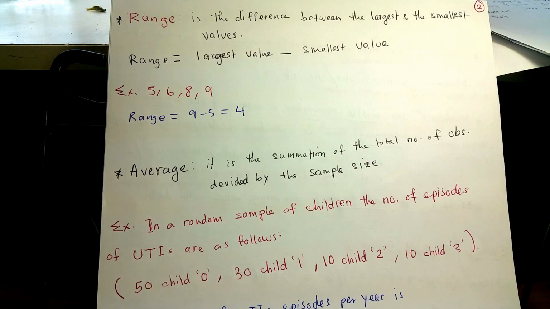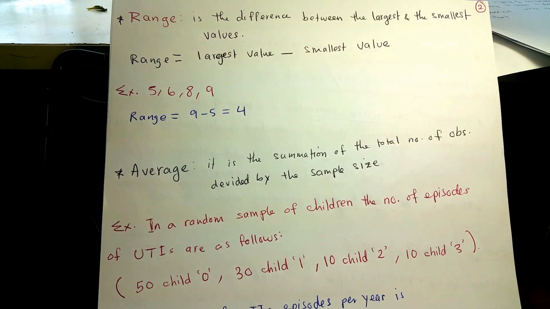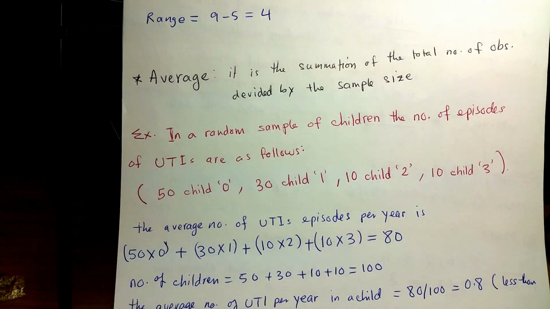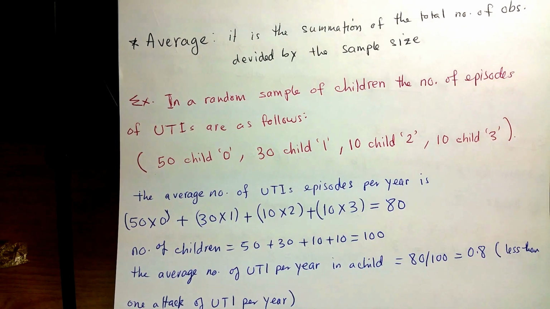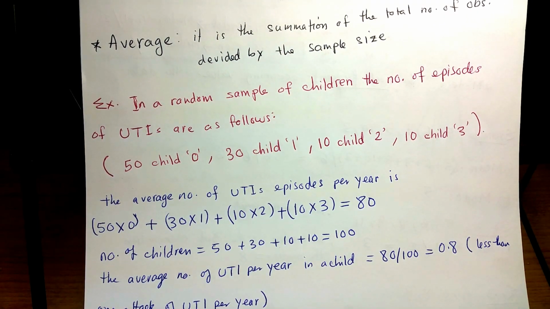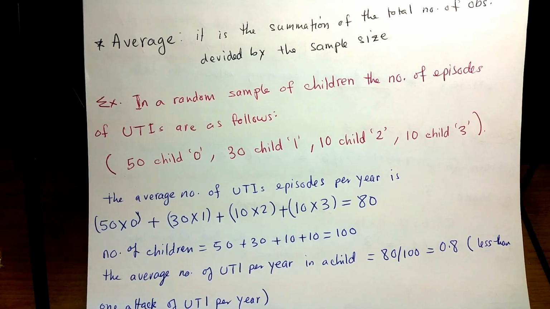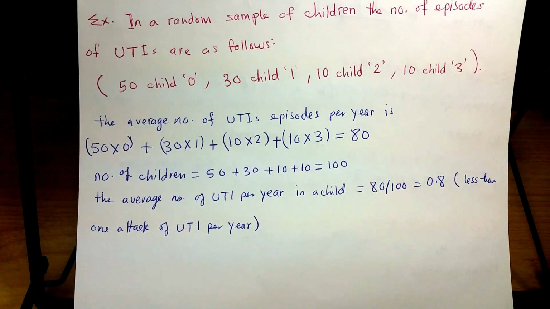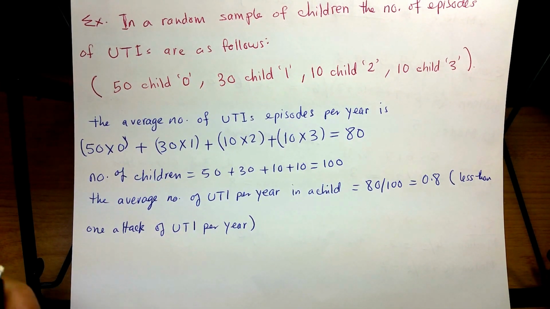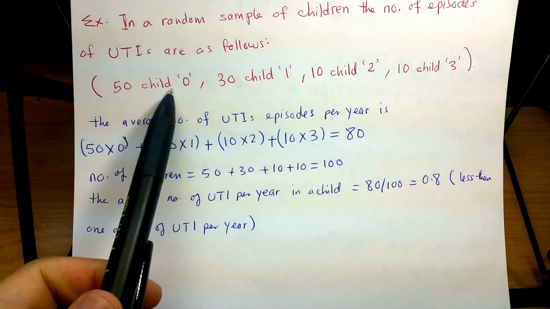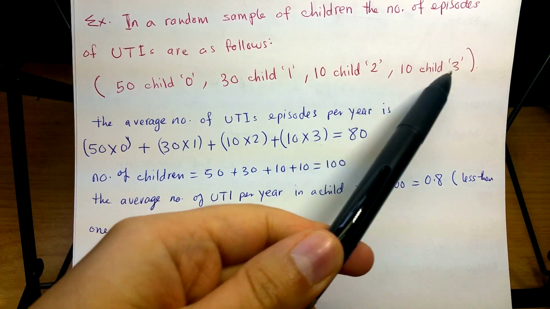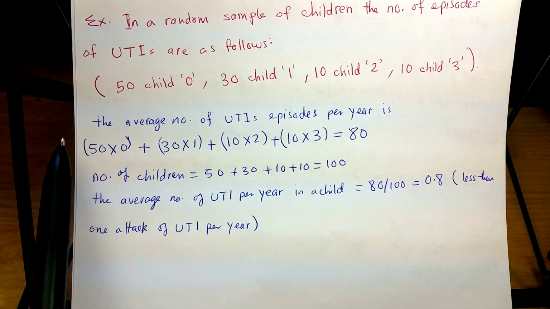What's the average? In the average, we have to sum the total number of observations divided by the sample size. So that's a little bit different. So let's look at this example here. In a random sample of children, the number of episodes of UTIs are as follows. So 50 children got 0, then 30 children got 1 episode, 10 children got 2, 10 children got 3. So how do you get the average here?